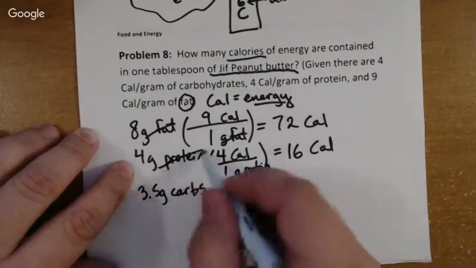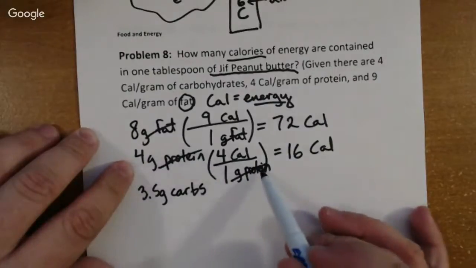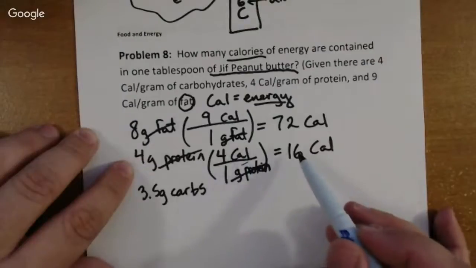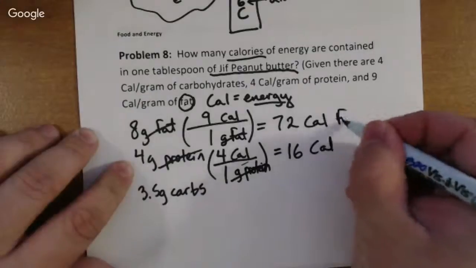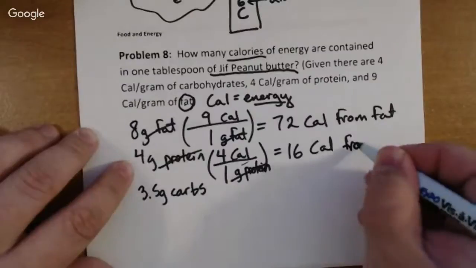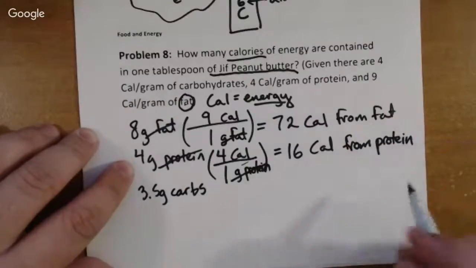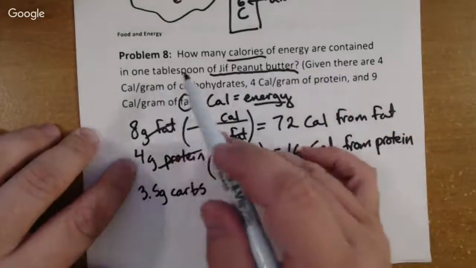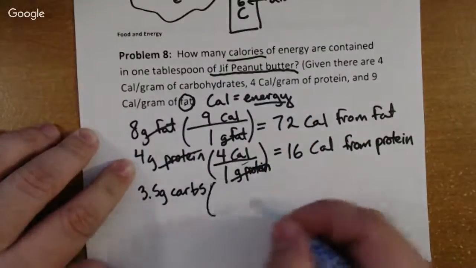Just like setting up conversions, making sure we put things on opposite sides, top and bottom, that we want to cancel, leaving us with the unit that we want, 16 calories. So far, we have the calories from fat, and we have the calories from protein. Now it says how many calories of energy, and we assume total, are in that 1 tablespoon of Jif peanut butter. So let's go for carbs also, and then we'll look at totals.